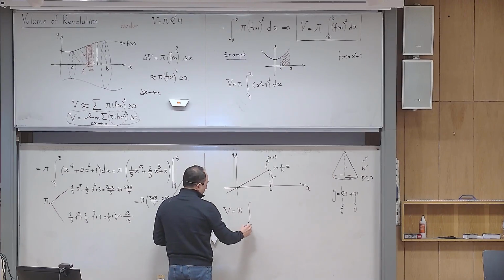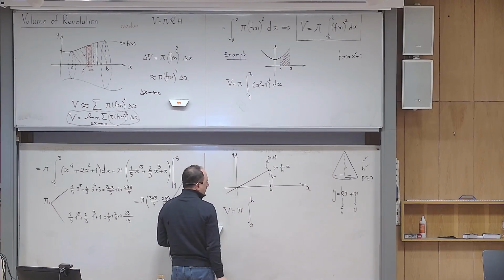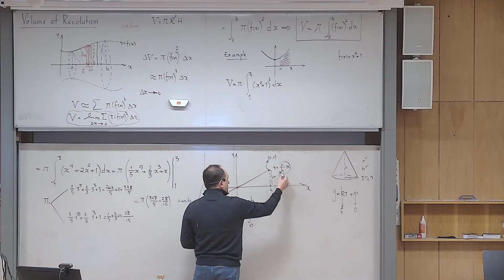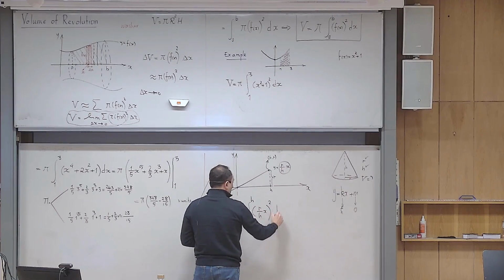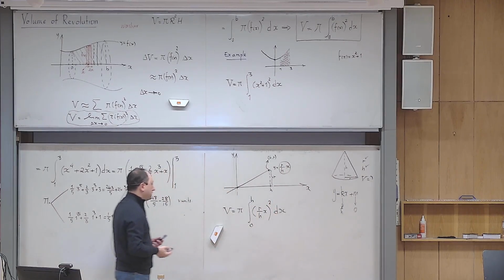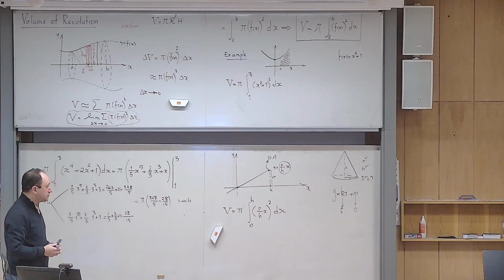Zero to h. And then my function is squared. My function is this squared, is r over h x squared. And then I have dx. It's a very, very simple integral, yes? So I want to calculate this.